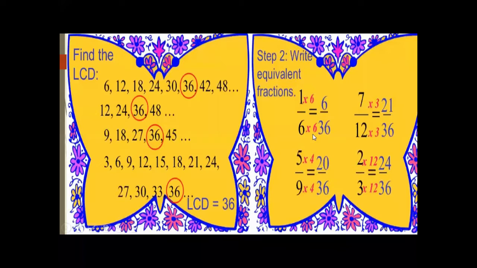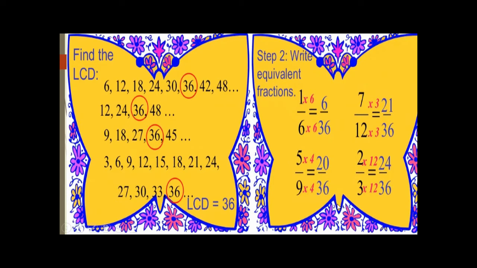If I have multiplied the denominator by 6 in one fraction, I must multiply the numerator by the same number. If I have multiplied 9 by 4, I must multiply 5 by 4. It means the same number we have to take in numerator and denominator. First, we will check the denominator, how I can convert it to equal the LCM. My LCM is 36. I have to convert this to 36: 9 to 36, 12 to 36, 3 to 36.